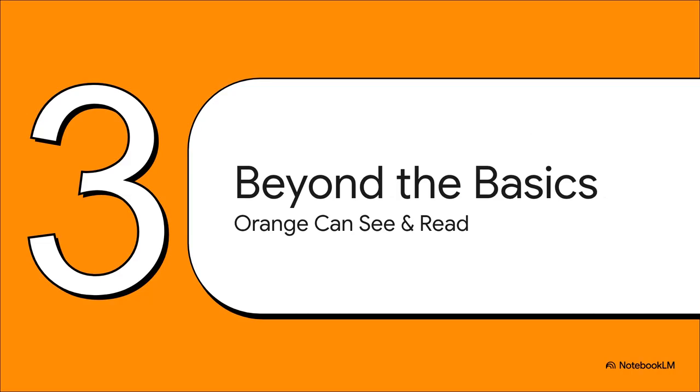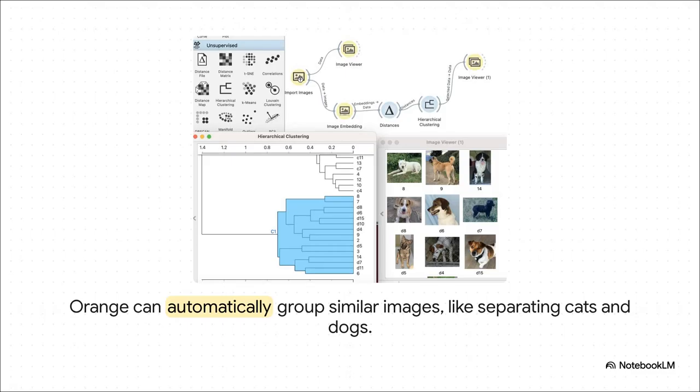But Orange isn't just for clean spreadsheets. It can go way beyond that. With some extra add-ons, it can start to understand the world a little more like we do. It can actually look at images and even understand text. So for example, using the Image Analytics add-on, we could just feed Orange a folder full of unlabeled cat and dog pictures. By using something called a clustering algorithm, which is really just a fancy way of saying find things that look similar, Orange can automatically sort them into groups, separating the cats from the dogs all by itself.